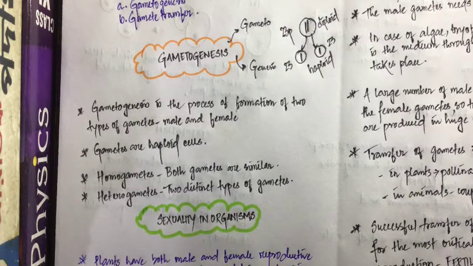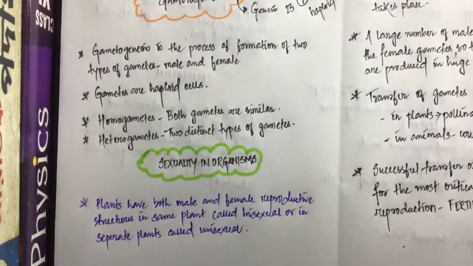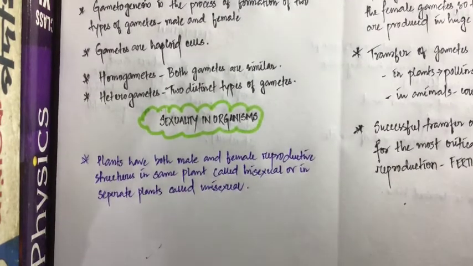Clear? So gametes are haploid cells. That means they contain only one set of chromosomes. Now, what are homogametes? Homogametes are those gametes where both of them are similar. Which both of them? Male gamete and female gamete, right? So if the male gamete and female gamete are alike, they are called homogametes. If they are different from each other, then they are called heterogametes.